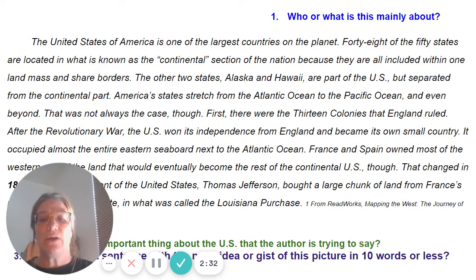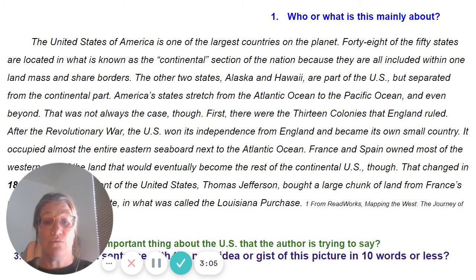The United States of America is one of the largest countries on the planet. 48 of the 50 states are located in what is known as the continental section of the nation because they're all included within one landmass and share borders. The other two states, Alaska and Hawaii, are part of the US but separated from the continental part. America's states stretch from the Atlantic Ocean to the Pacific Ocean and even beyond. That was not always the case, though.